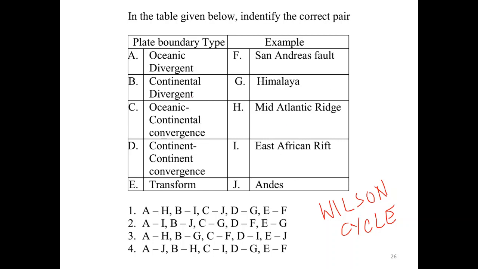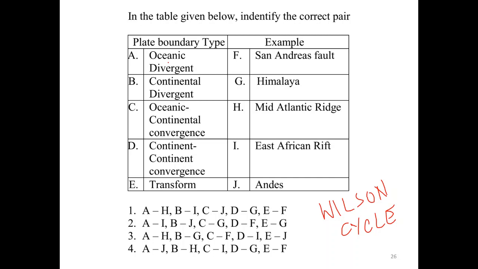So let us now look at this. Plate boundary type is oceanic divergent, continental divergent, oceanic continental convergence, continent convergence, and transform. And the examples: San Andreas fault, Himalaya, mid-Atlantic ridge, East African ridge, and Andes. All right. So this is one way of asking the question. In another way, they may give you these examples, and they may give you the stages of the Wilson cycle: embryonic stage, juvenile stage, mature stage, adult stage, suturing stage, old stage. So you should remember all those.